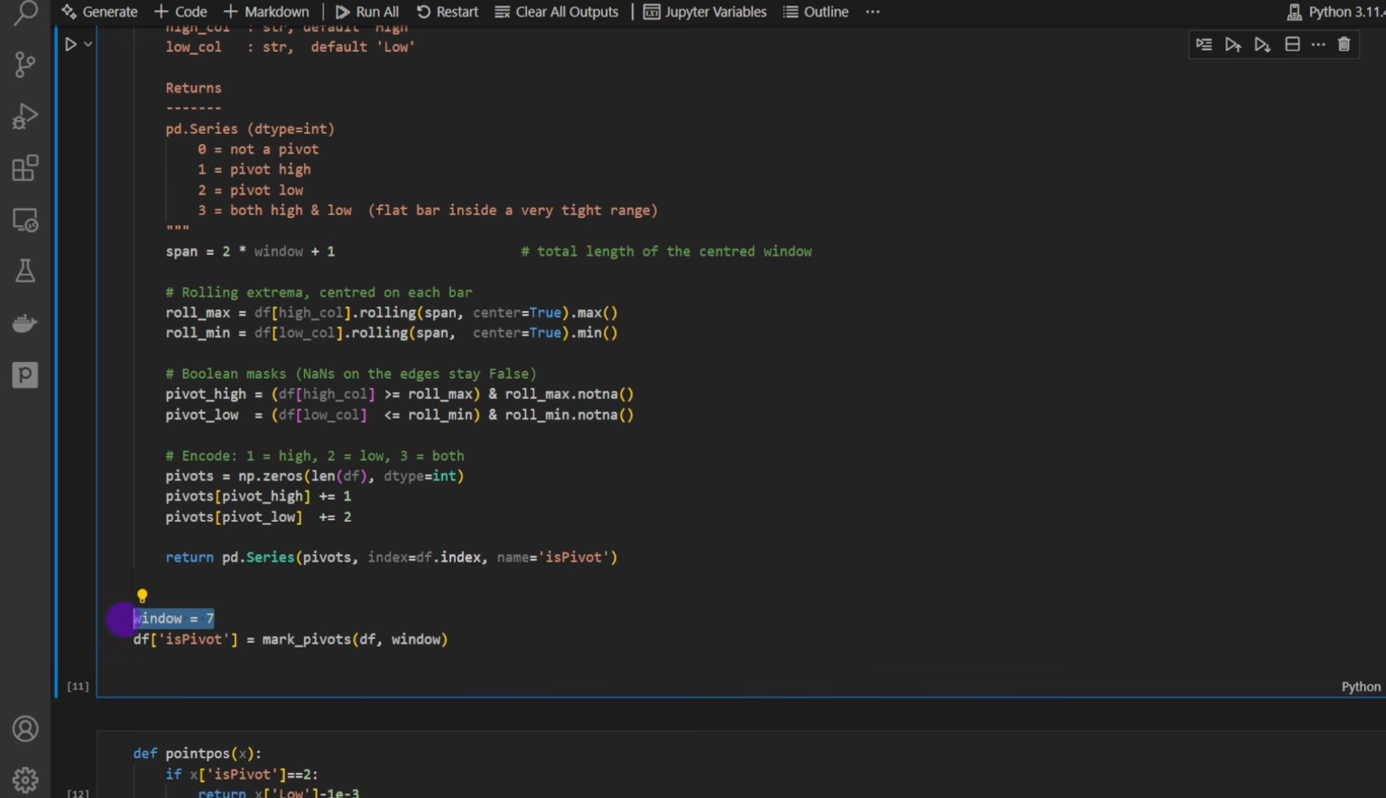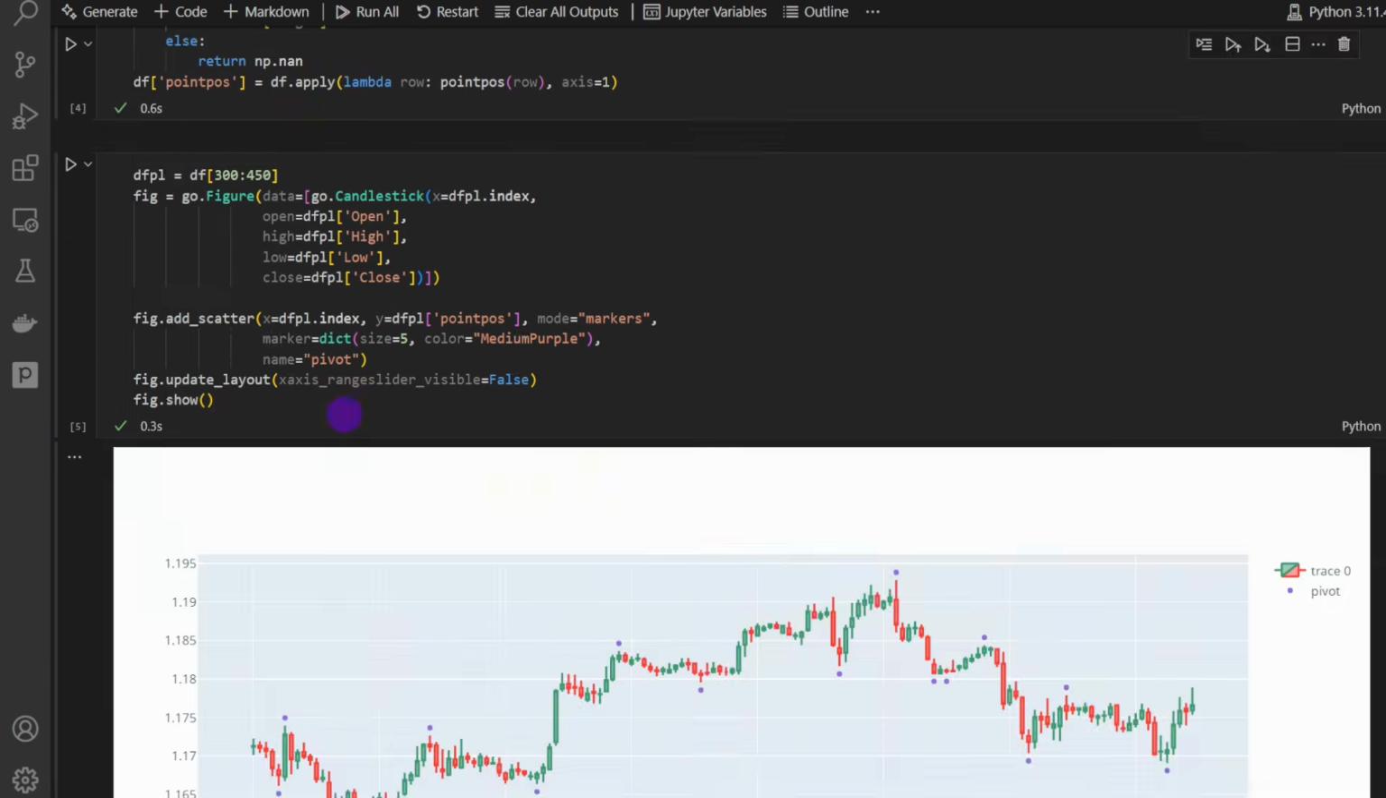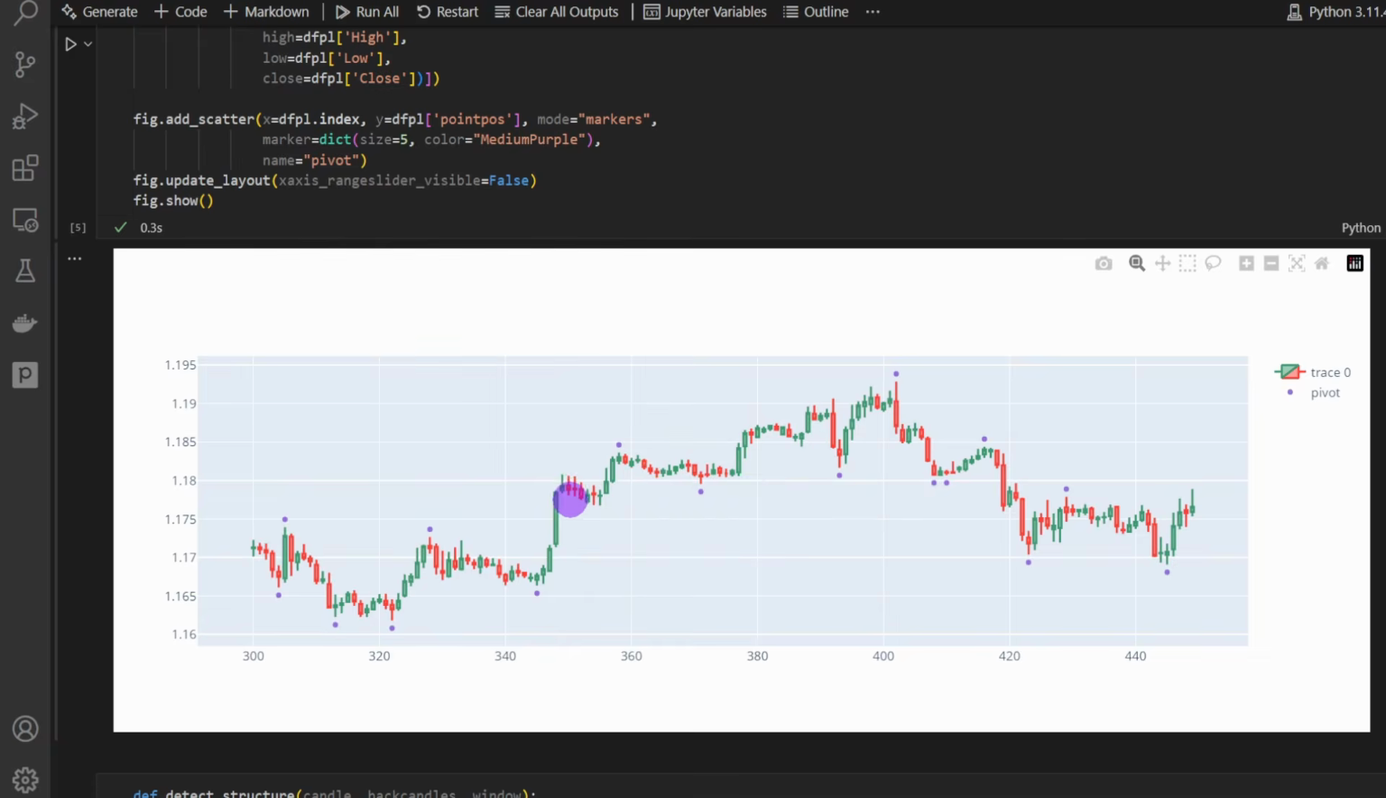Here I'm using window equals 7. So in other words, I'm taking 7 candles on the left and 7 candles on the right for each comparison to know which candles can be labeled as pivots. Then we need to visualize these points, just to make sure that the program is working properly.